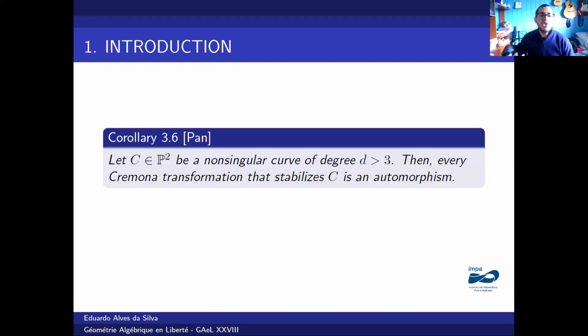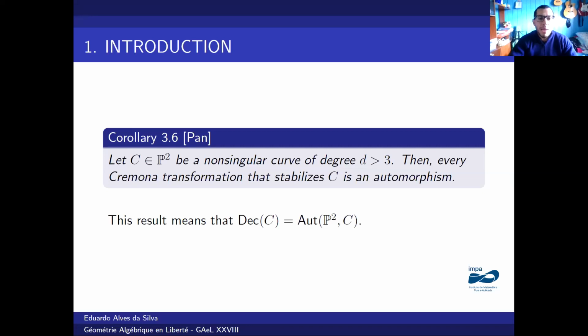And using this tool of a joint linear system, Pan was able to show this corollary. If C is a non-singular curve of degree d greater than 3, then every Cremona transformation that stabilizes C is an automorphism. And I point out that a non-singular curve of degree greater than 3 has necessarily genus greater than 1.